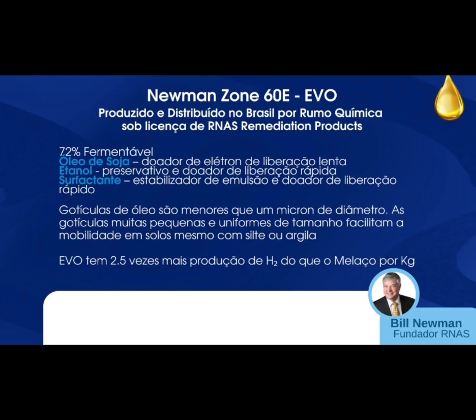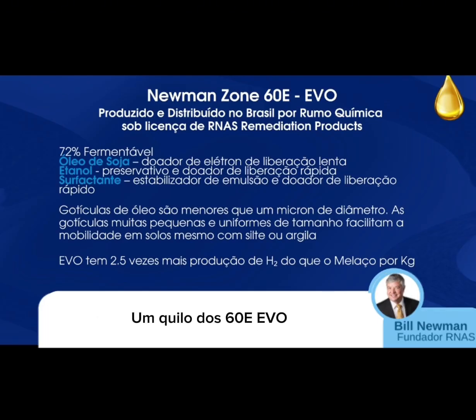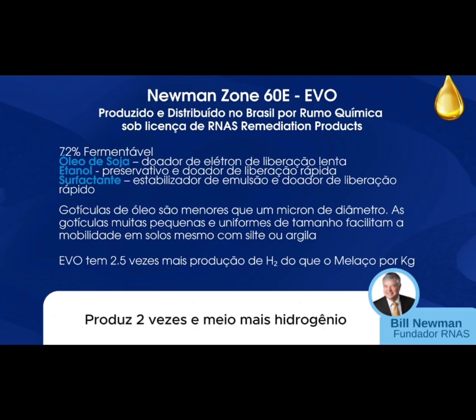The oil droplets are very small and uniform because they're processed in a factory with a very high shear mixer. Essentially, all of the droplets are under 1 micron in size. And because the oil is such an efficient source of hydrogen, 1 kilo of the 60E EVO produces 2.5 times as much hydrogen as a kilo of molasses.